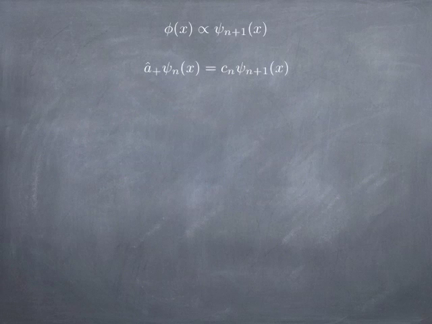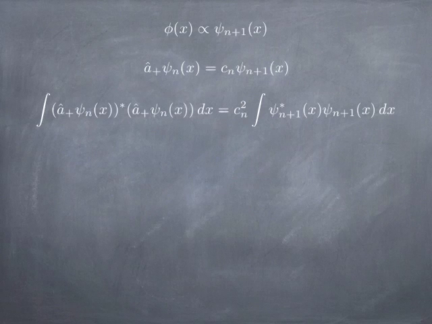These are not Fourier coefficients, by the way. I don't mean to imply that. They're just some constant that can depend on n. We don't know what that constant is at this point, but we can get it from normalization, because we know that the new wave function, whatever it is, will pick C sub n so that it's properly normalized. So the idea is, if we multiply both sides of the equation above, the a plus on psi sub n.